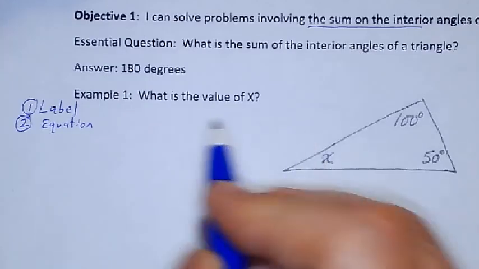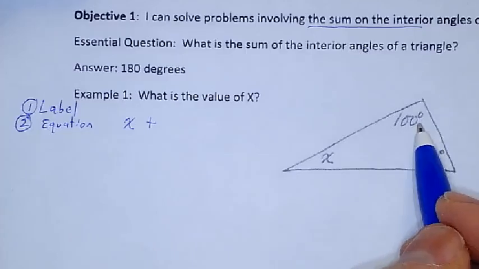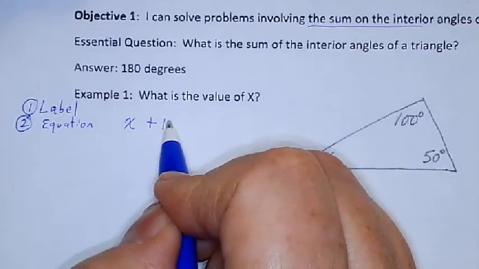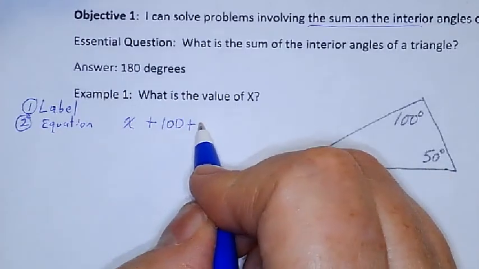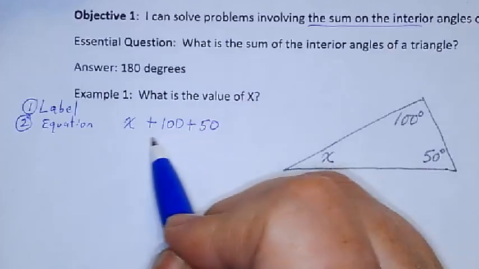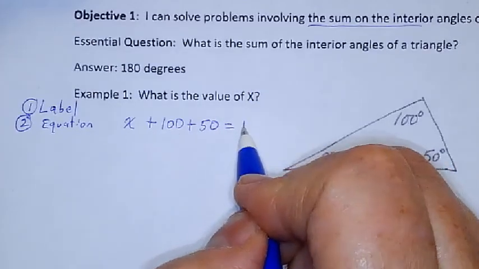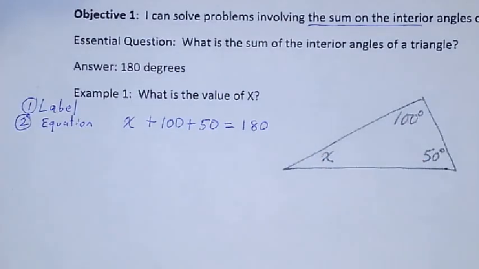Well, this angle right here is x. And if you take the sum of the other angles, that's a 100-degree angle, so it's plus 100, plus this third angle, which is 50. What is the sum of all three interior angles? You've got to set it equal to 180. So you create the equation.